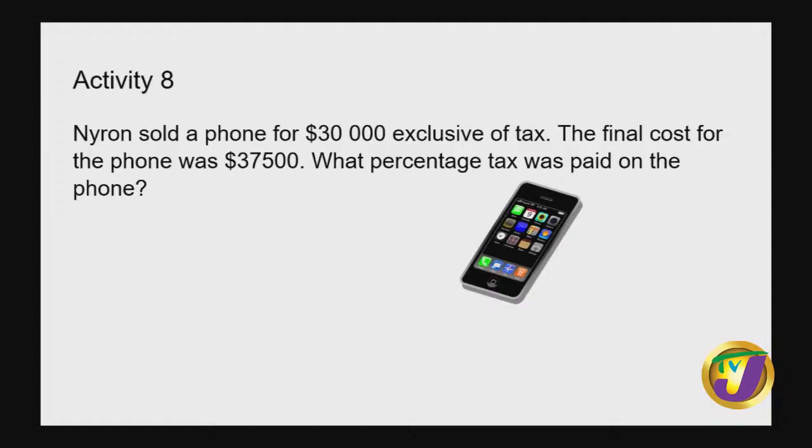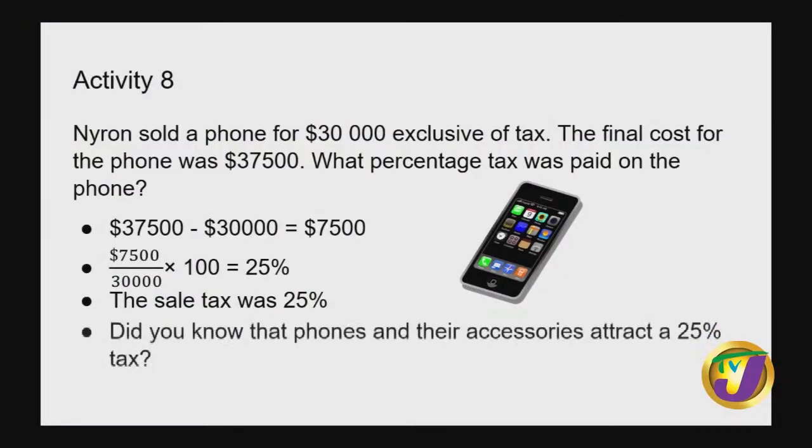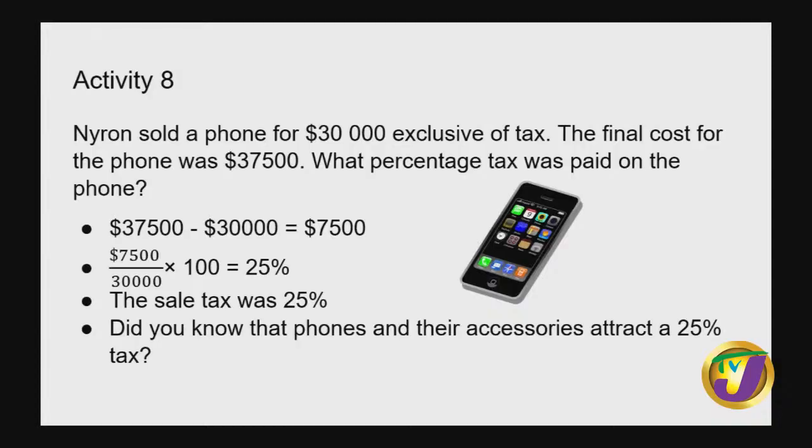Well, I think I'd use your method. Yes, I would subtract my $30,000 from the $37,500, giving me $7,500. And then I would find out what percentage of the $30,000 is $7,500. All right. And that gave me 25%. But we have a question.